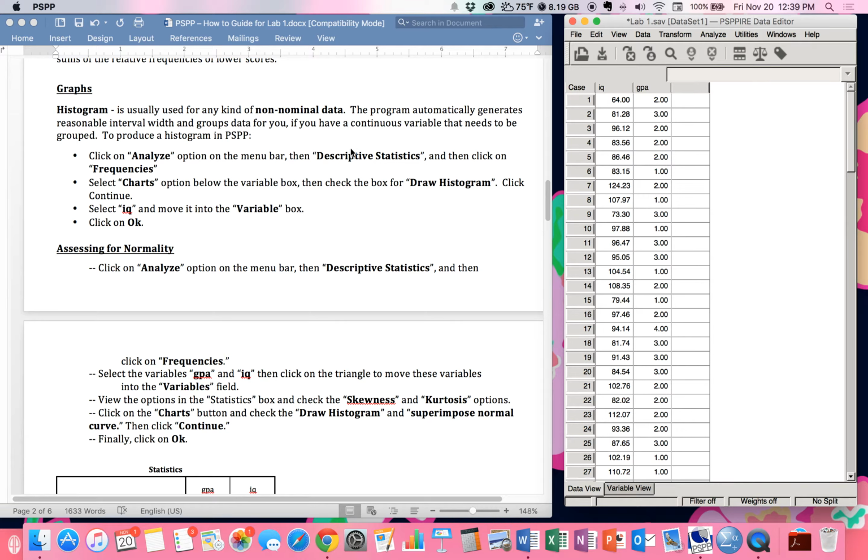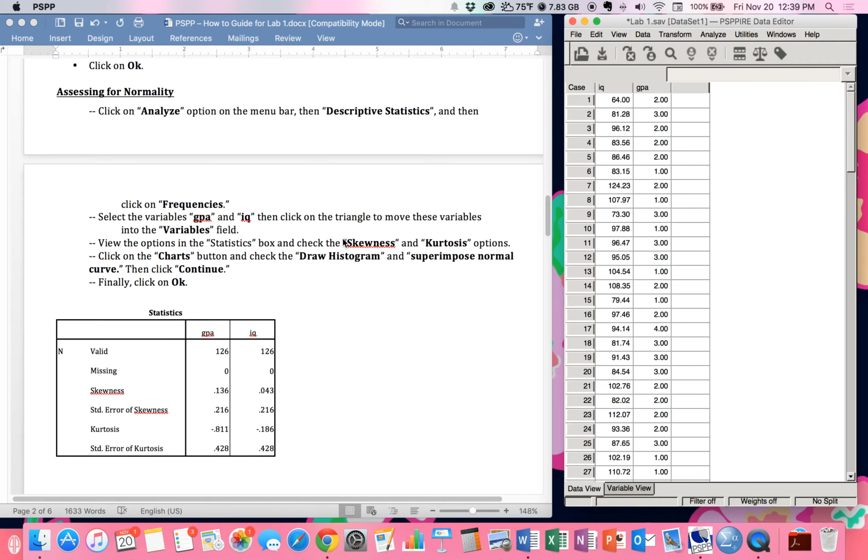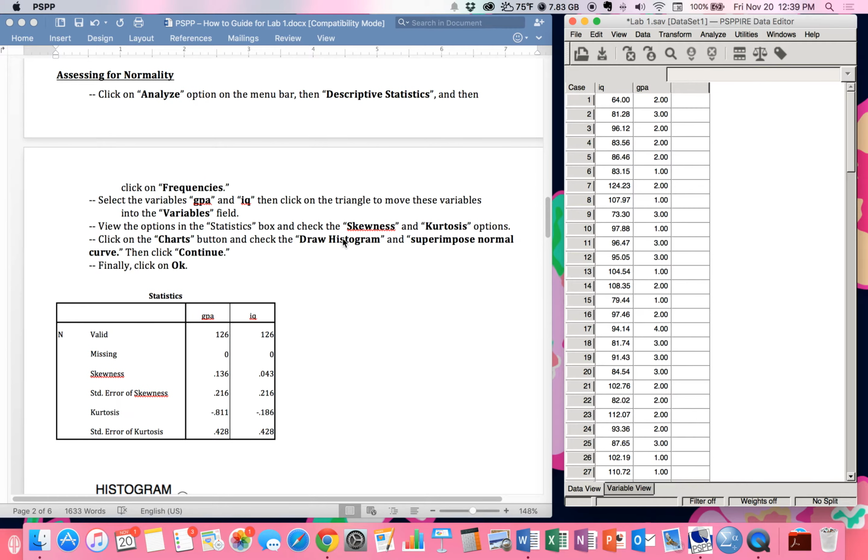So just like I just showed you, you would click on analyze, descriptive statistics, frequencies, you'd select charts, then draw a histogram, but you'll want to make sure that you go under frequency tables and choose never, because you might get a really, really giant table for that, right? So all 127 different IQs would be a disaster. That would not be helpful.